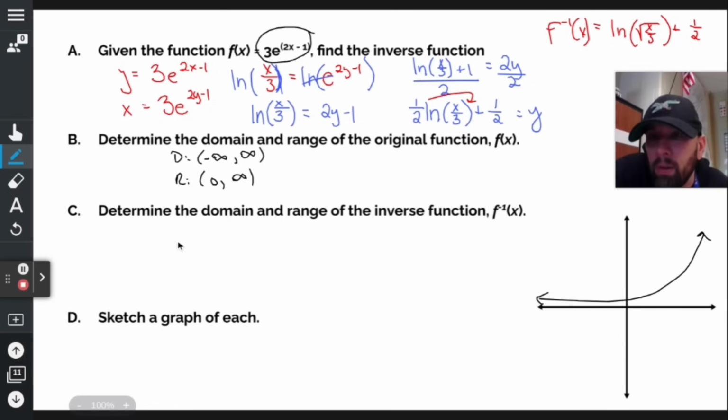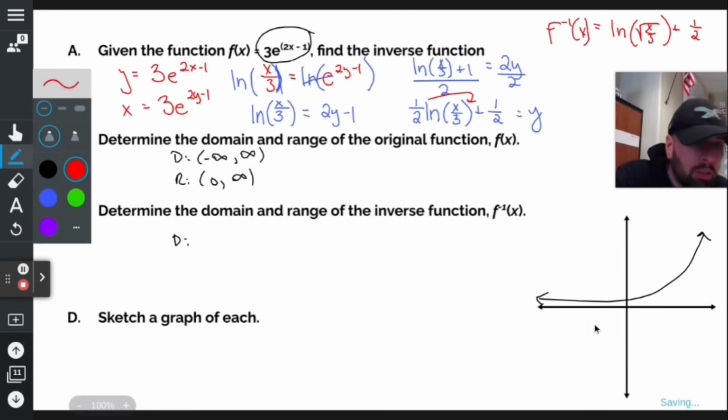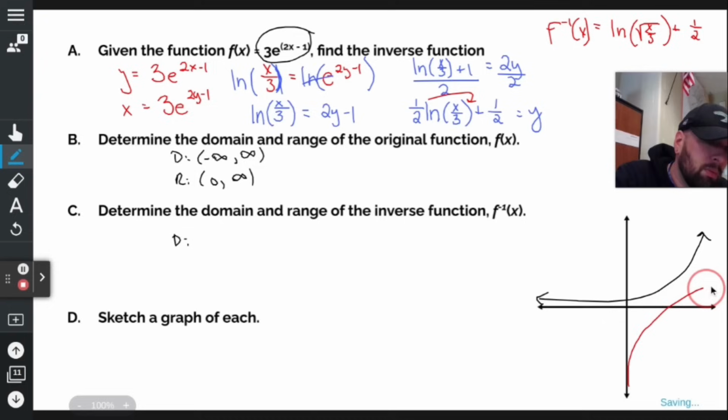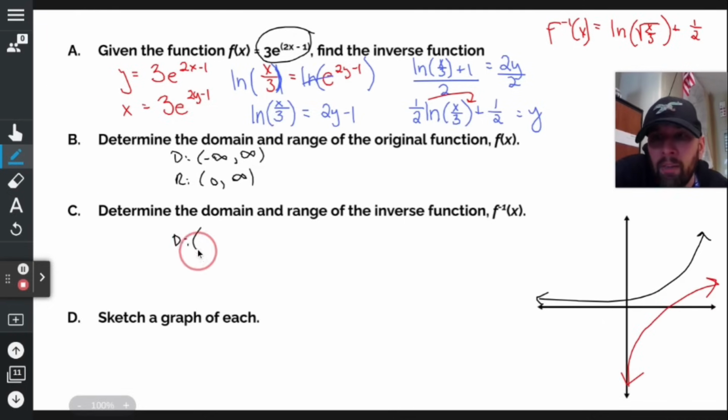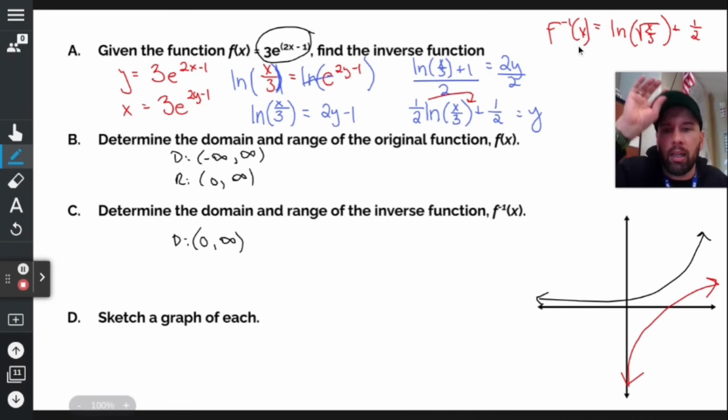Now, this is having me find the domain and range of the inverse. Well, aren't they just flip-flopped? Because aren't I going to get something that looks like this, give or take, which means the domain is I'm not allowed to have any negatives. When I have an ln, I'm not allowed to plug in any negatives. And look at that, I have a square root, so I'm definitely not allowed to plug in negatives. And my range is going to be as many as I want.